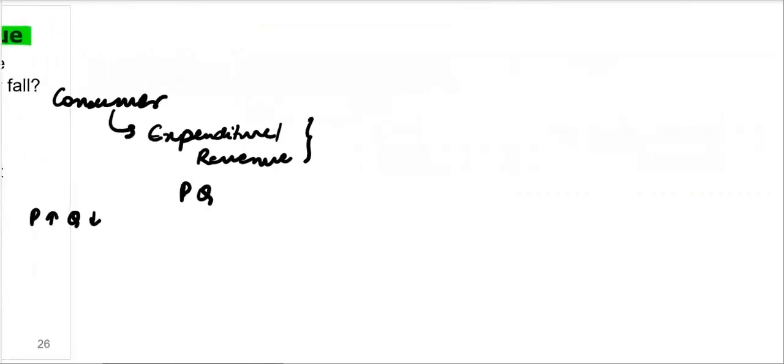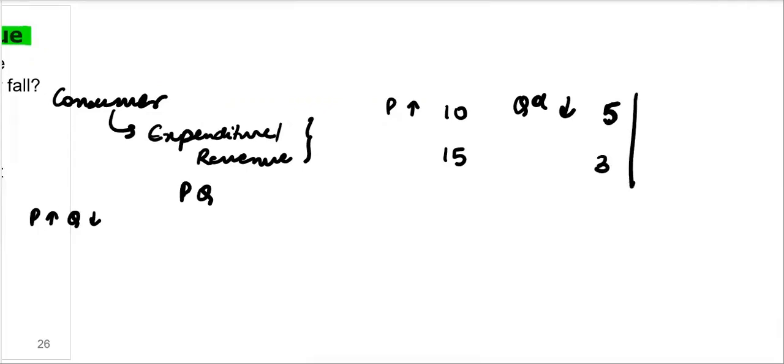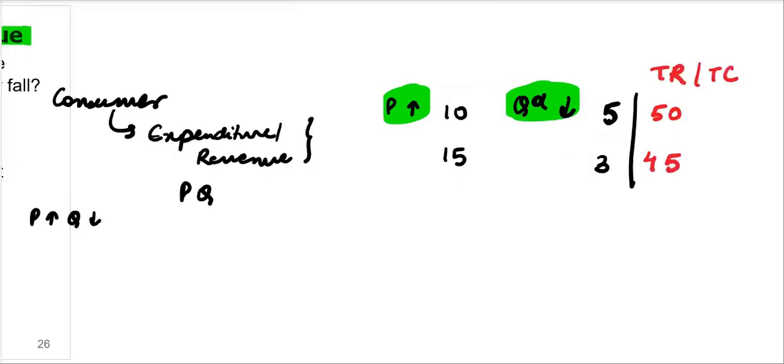But let's say that the price increased from 10 to 15 and the quantity demanded decreased from earlier you were consuming 5 units, now you're consuming 3 units. Then what is going to happen? In this case, when price increased, quantity demanded decreased. What happened to the revenue? It was 50 earlier, it is 45 now. So total revenue or total expenditure decreased when price increased. This can be one of the cases.